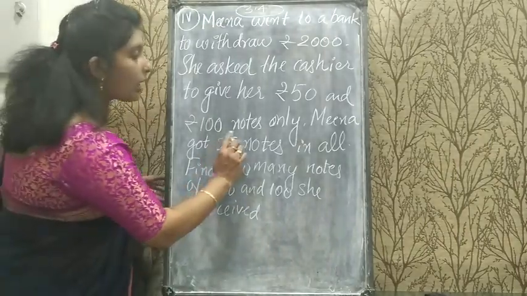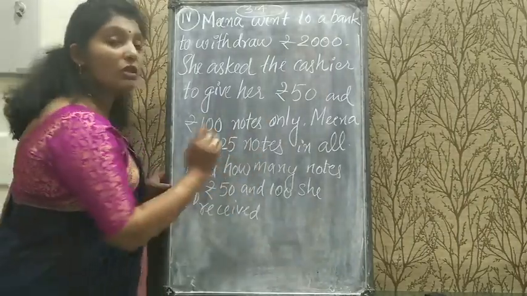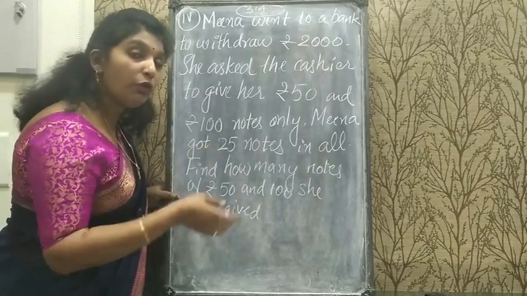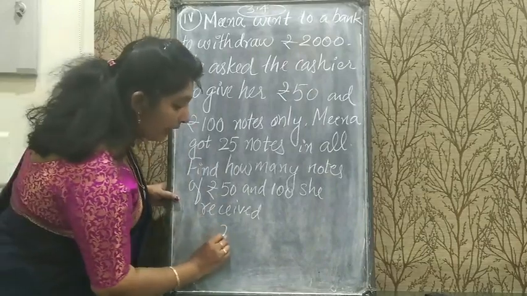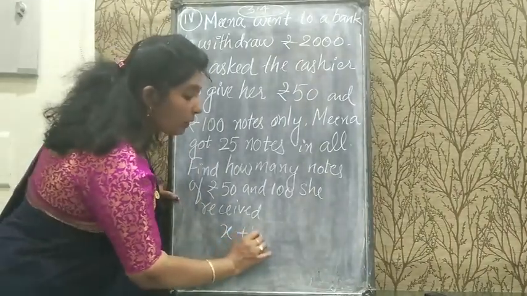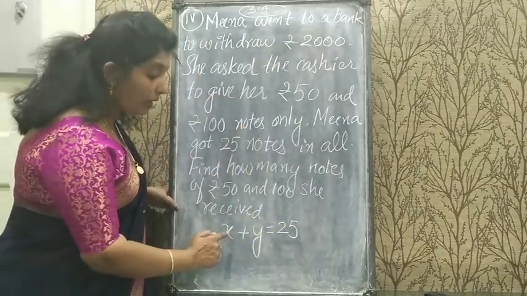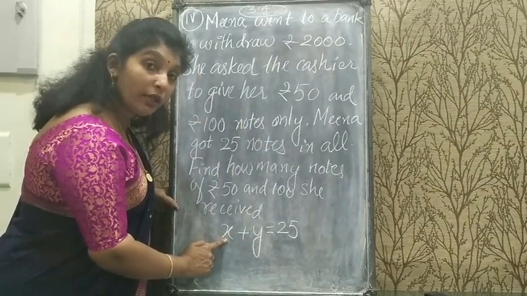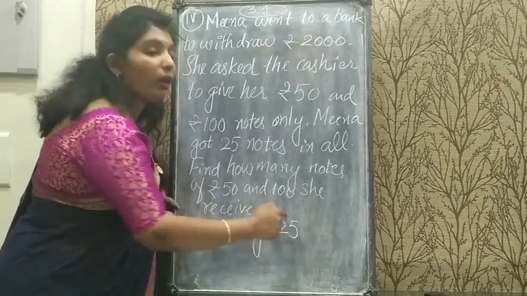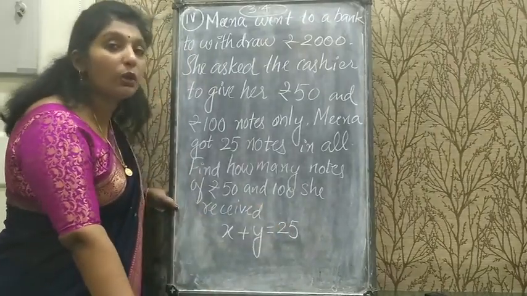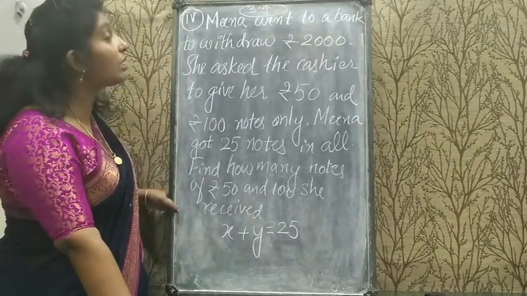Then the sum of these two notes is 25, which is given. She got 25 notes in all. It means if I add the 50 rupees notes and the 100 rupees notes, I will get 25. So I can write the first equation as X plus Y is equal to 25, because X notes of 50 rupees and Y notes of 100 rupees are there, and the sum of these two is 25, because she has a total of 25 notes. Now see the second condition.